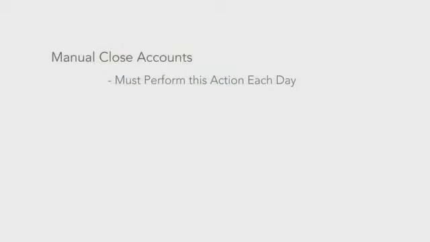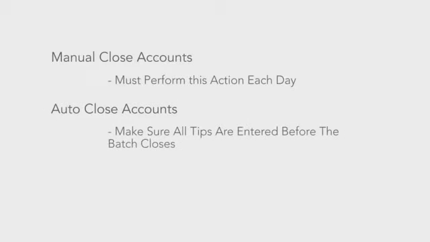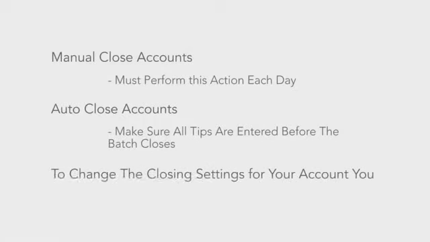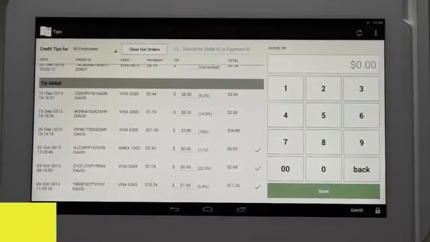If your account is set up to manual close, you will need to perform this action each day to ensure you are funded for these transactions. If you're set up on auto close, make sure that all your tips have been entered before your batch closes. To change these settings, you must contact Clover support. You will see a confirmation that your orders are marked for closeout. You will then be taken back to the Tips app screen.